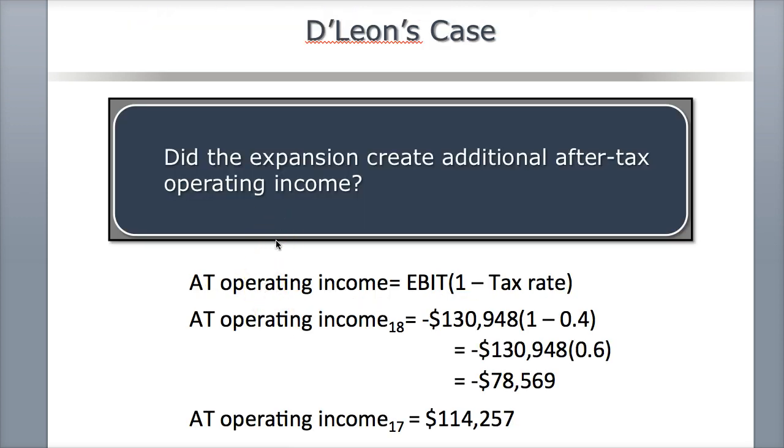So if we want to look at this particular company, we want to know, did the expansion create additional after-tax operating income? So if we want the after-tax operating income, we take the EBIT, multiply by 1 minus the tax rate. So their EBIT at, say, negative 130 times 1.4, 1 minus the tax rate is 0.6. That means that our after-tax operating income is $78,000, and that's in 2018. In 2017, it was $114,000. So the after-tax operating income went down, which isn't good.